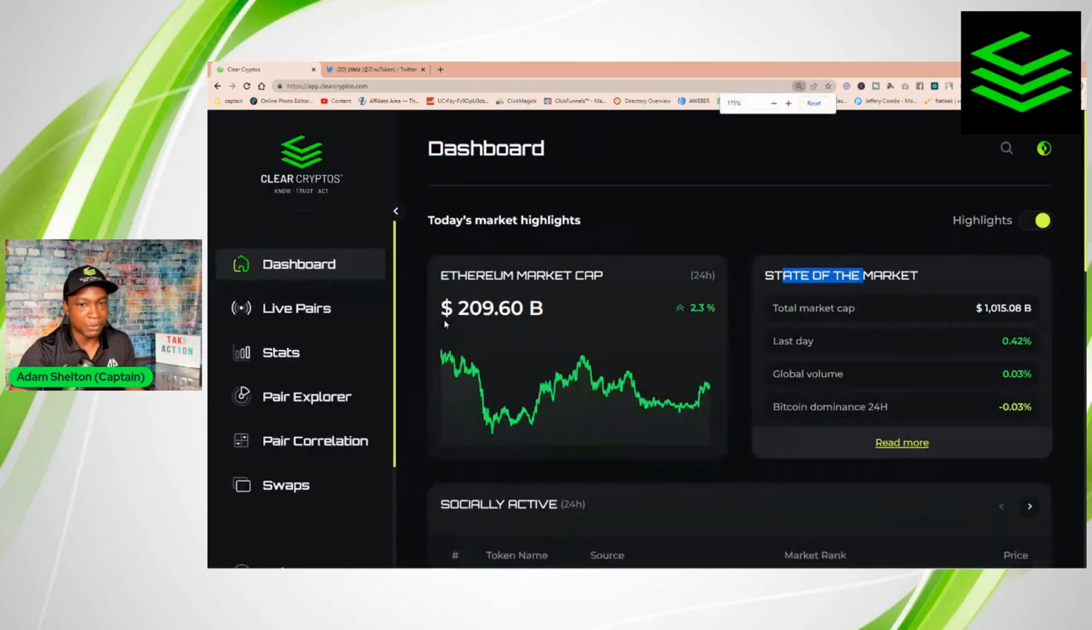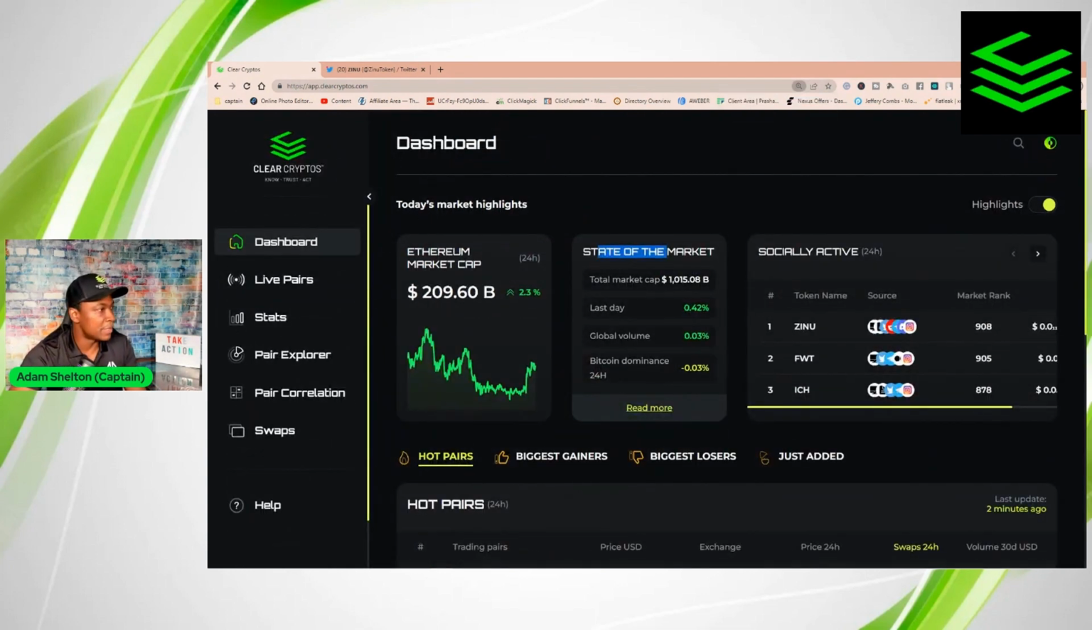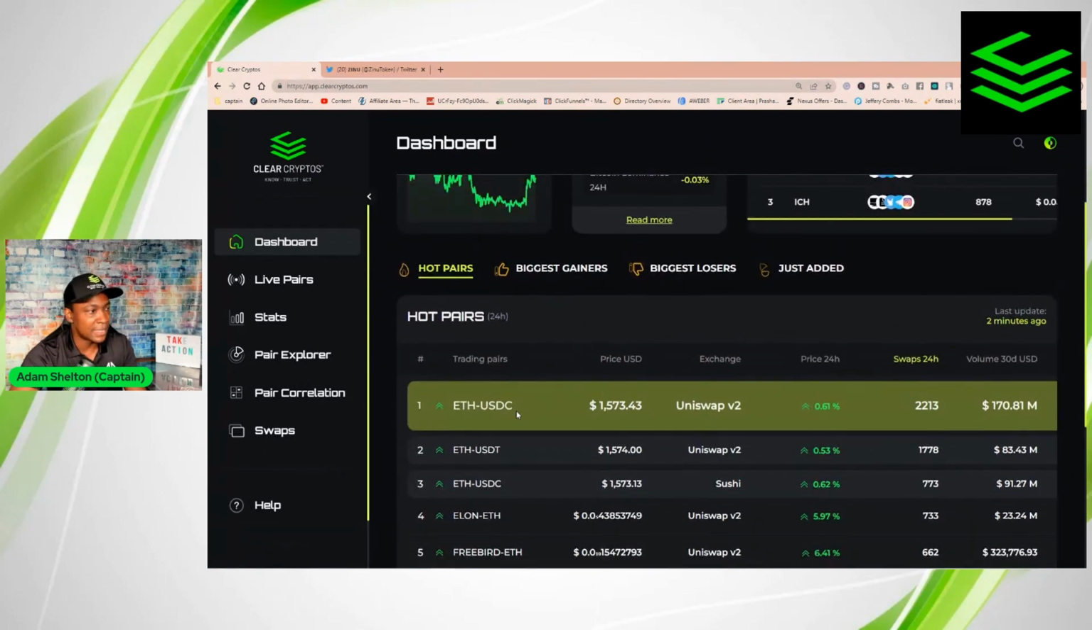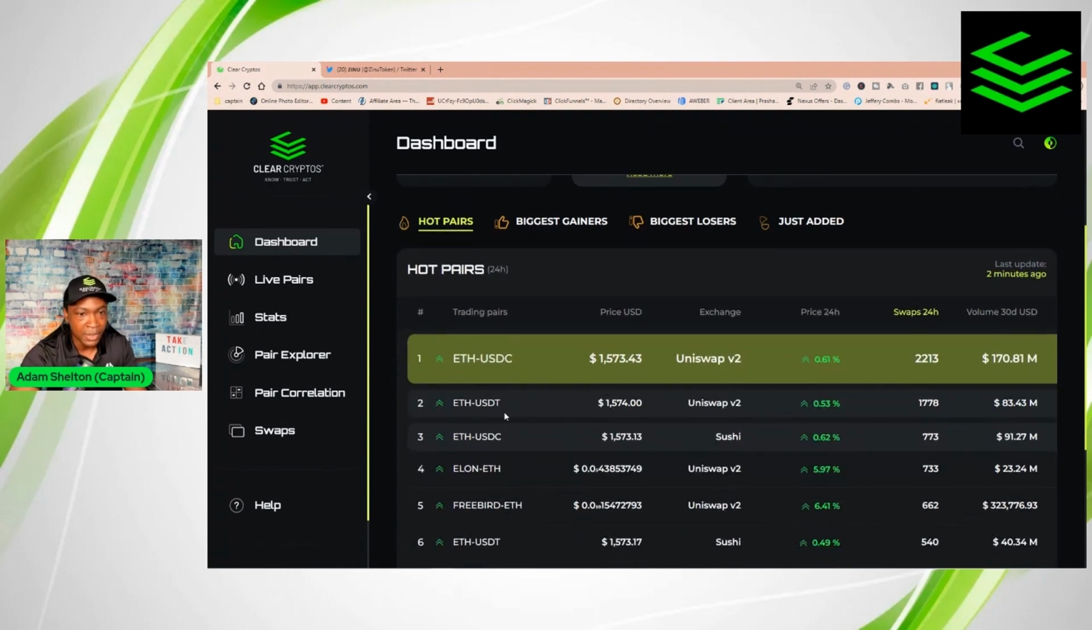Now, let me zoom out just a bit here, and I'm seeing the live hot pairs that you see here. See, Ethereum USDC is the hottest pair that you have. Ethereum USDT, and then Ethereum USDC once again. So those are the hot pairs. These are the exchanges here. The price, exchanges, price in 24 hours, swap in 24 hours, and then the volume 30 days USD. And this is updated 2 minutes ago. So this is real time basically.